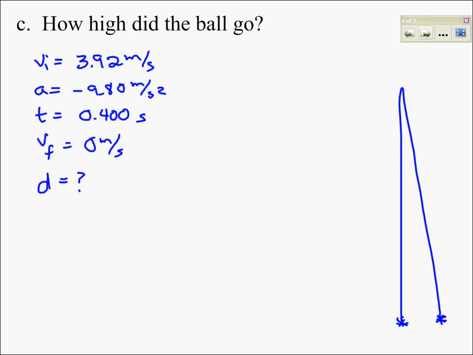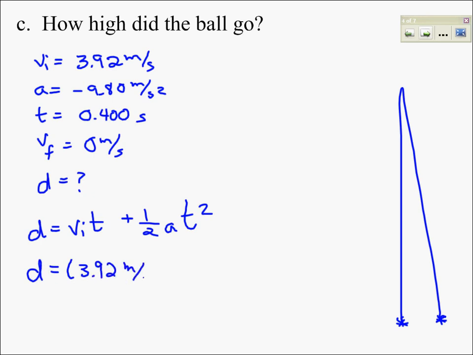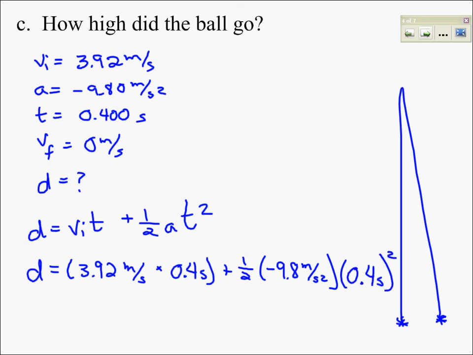I'd like to use D equals VIT plus 1/2 AT squared. D will be what we're looking for. VI is 3.92 meters per second times the 0.4 seconds plus 1/2 negative 9.8 meters per second squared multiplied by 0.4 seconds squared. Important that you have that negative on there.